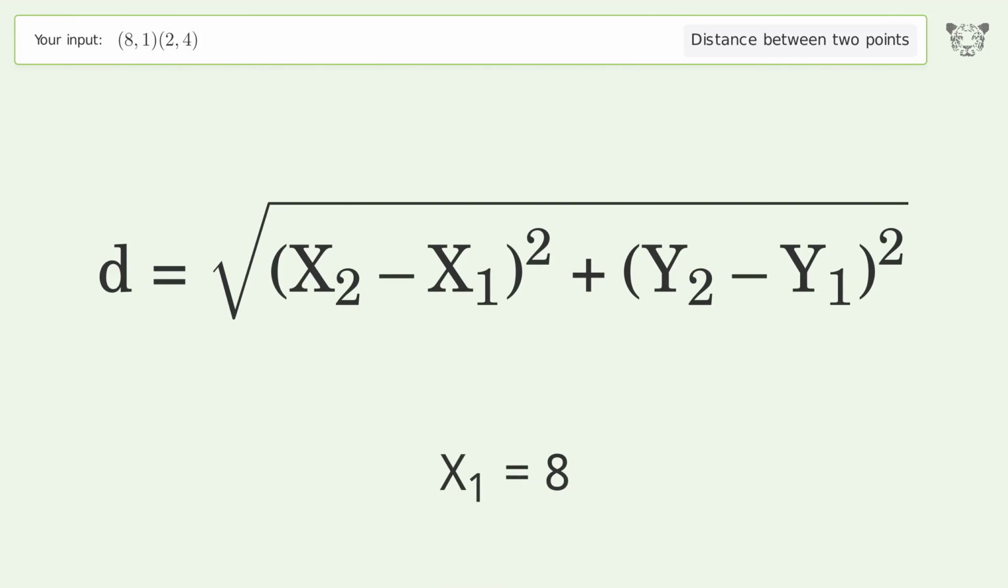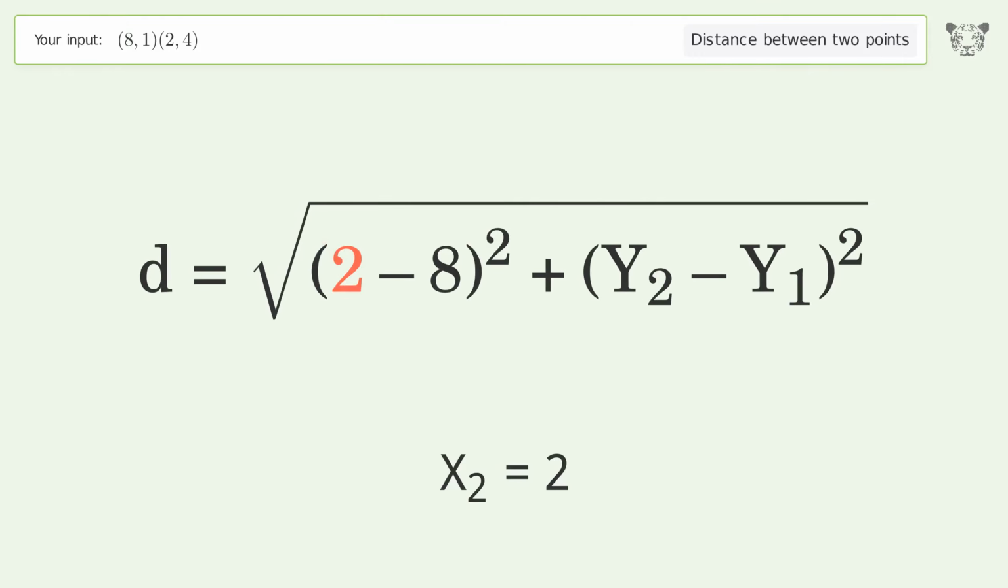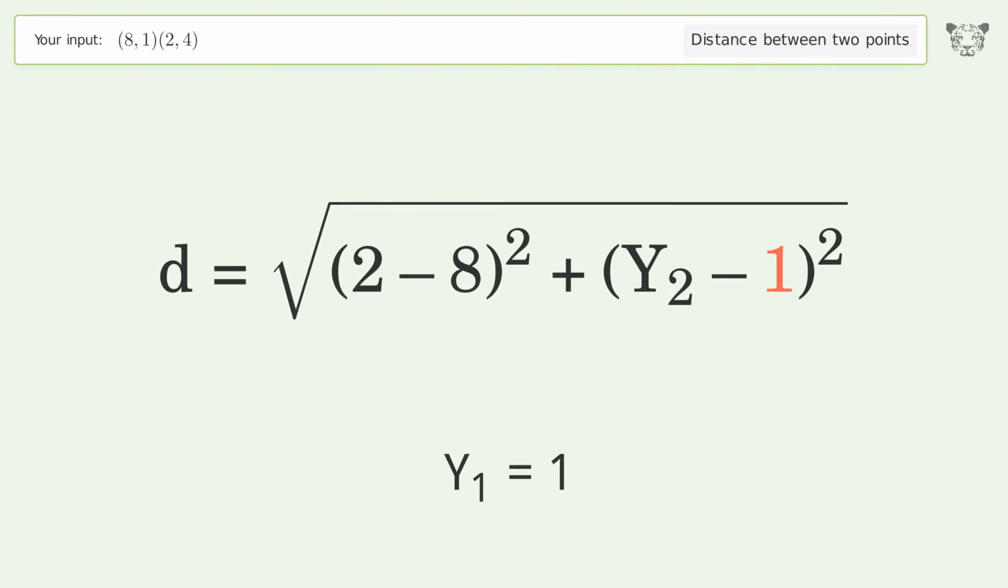x1 equals 8. x2 equals 2. y1 equals 1. y2 equals 4.